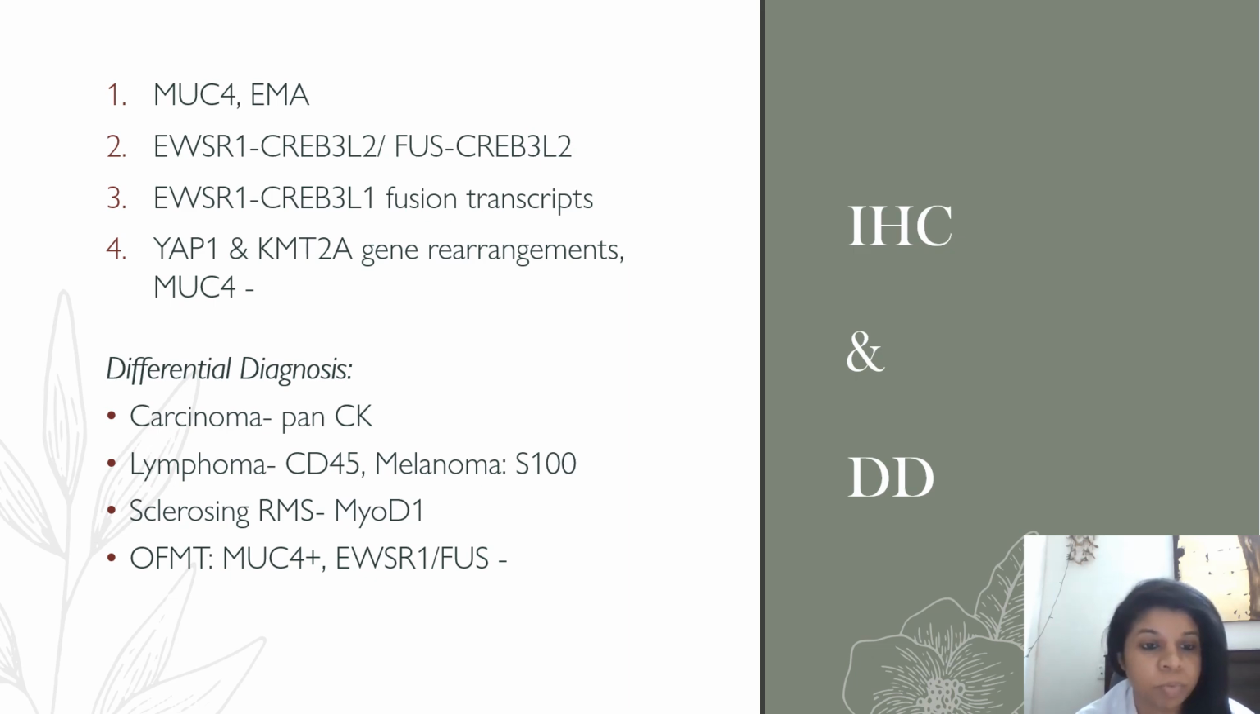If you have ruled out other entities, then you also have to think that there is an entity of SEF with MUC4 negativity as well. For differential diagnosis, in carcinoma pan-CK is positive, here it is negative; lymphoma is CD45 positive, here negative; melanoma S100 is positive, here negative. Another DD is sclerosing rhabdomyosarcoma, in which MyoD1 is positive, but in this tumor it is negative. Another differential diagnosis is ossifying fibromyxoid tumor, which I will come to again. There also you can see MUC4 positivity, but the gene rearrangements and fusion transcripts will be negative in that tumor.